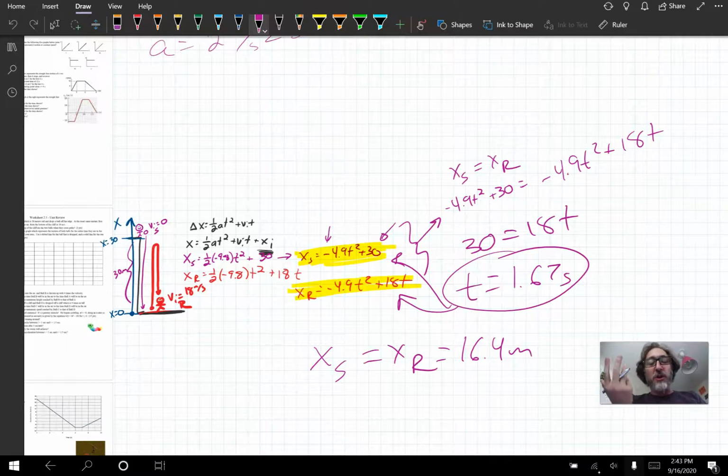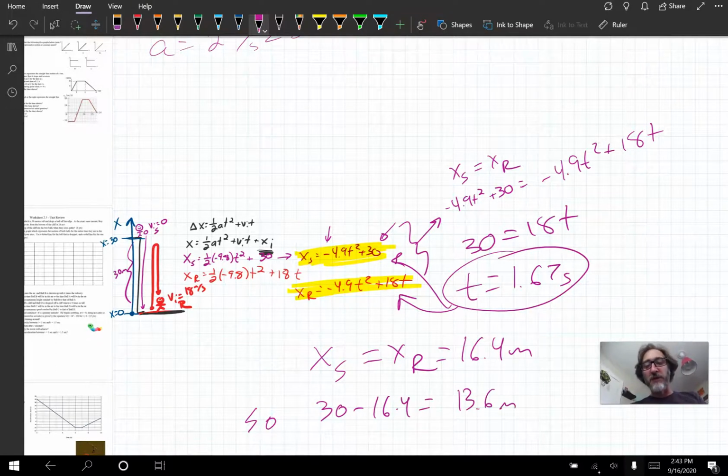Maybe I should have made the top of the cliff a position of 0 and made the bottom of the cliff negative 30. Maybe that would have made it easier. But anyway, 30 minus 16.4 is, what is that, 13.6? 13.6 meters below the cliff. Cool?